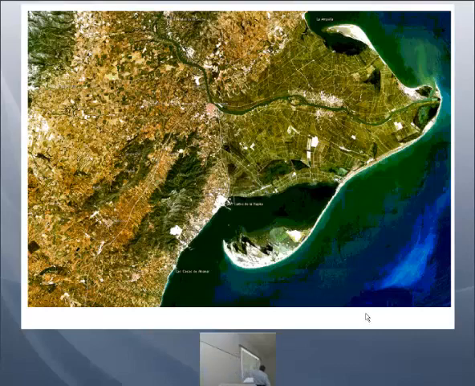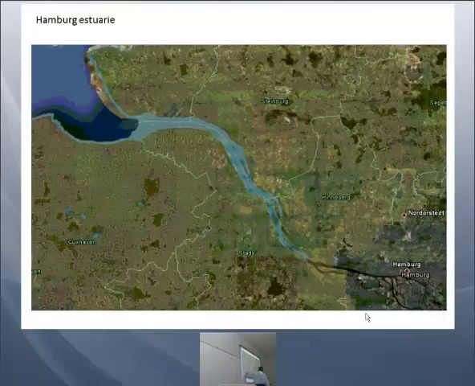The Tajo is an important river, but it's against the whole Atlantic. So the Atlantic creates a big estuary, and the city of Lisbon profits from that to create the port of Lisbon.